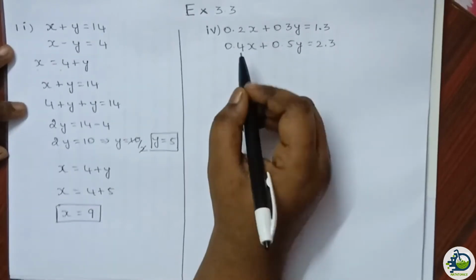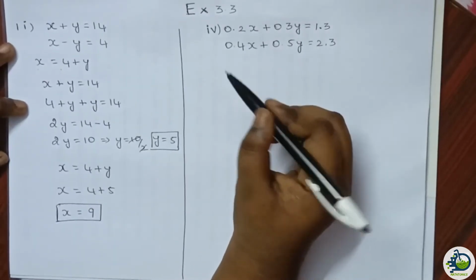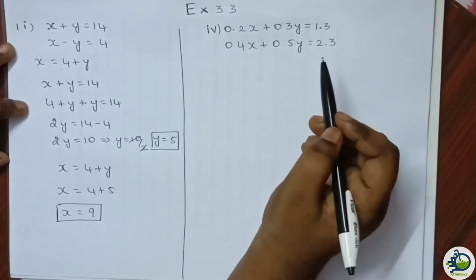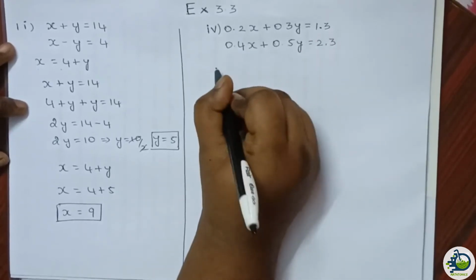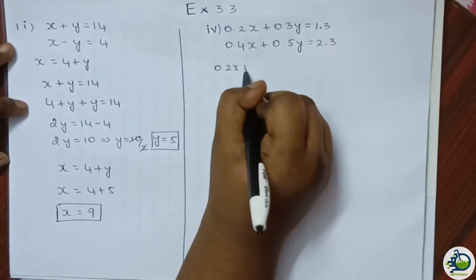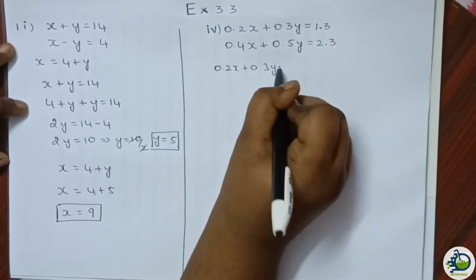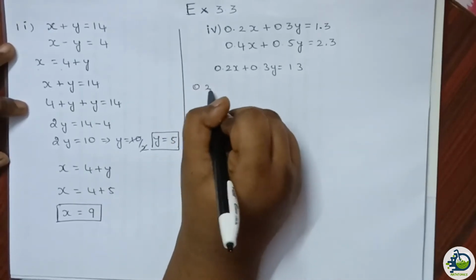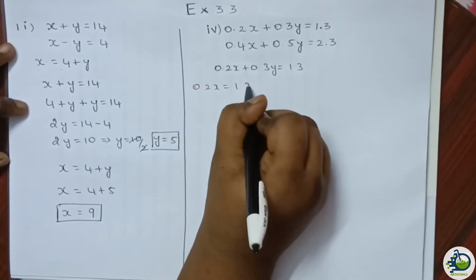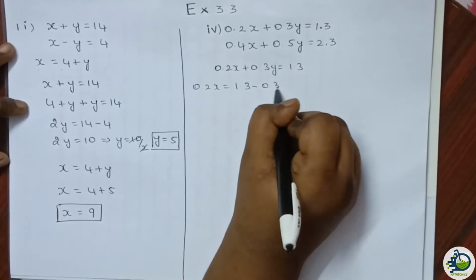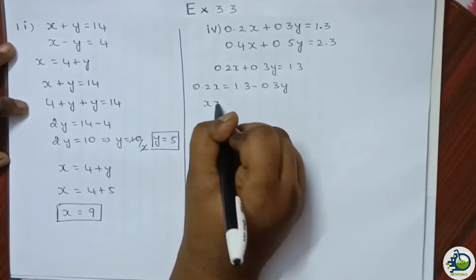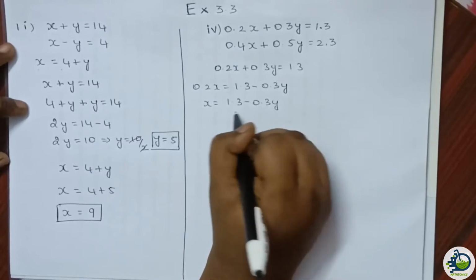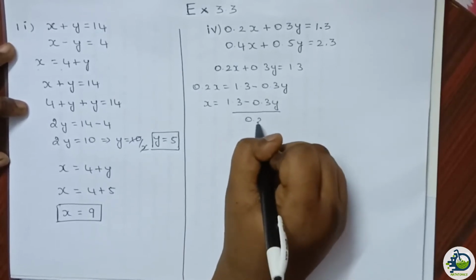Let's do another sum. Here, similarly, we are going to consider any one of the equations. Here I am going to consider the first equation, 0.2x plus 0.3y equal to 1.3. So here 0.2x will be equal to 1.3 minus 0.3y. So x will be equal to (1.3 minus 0.3y) divided by 0.2.